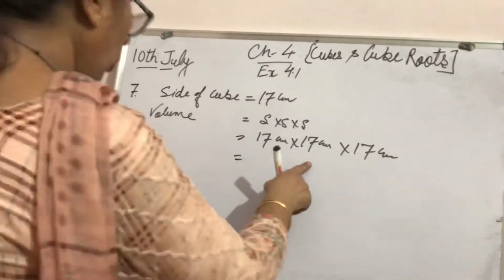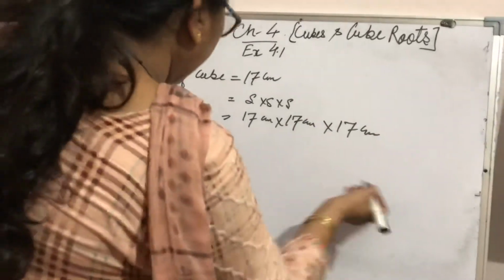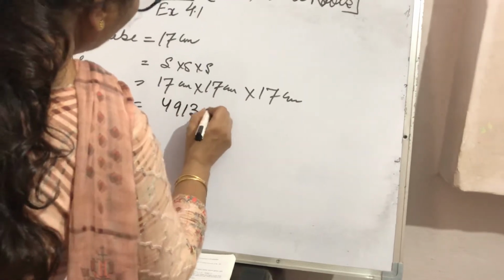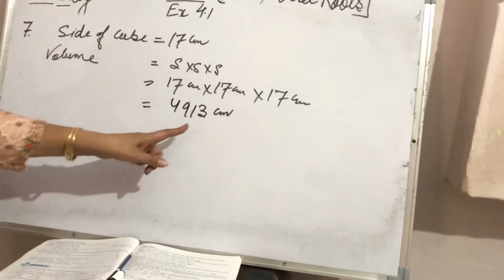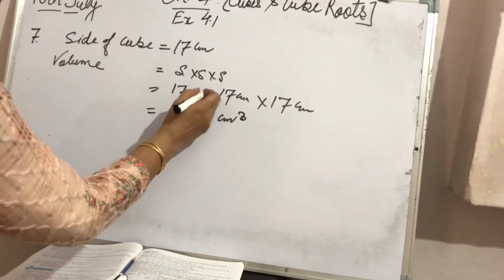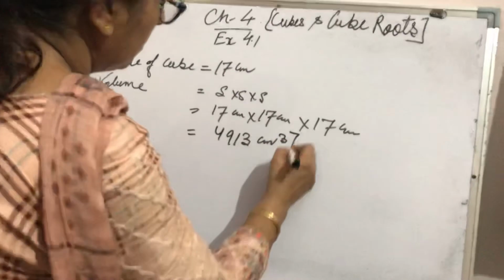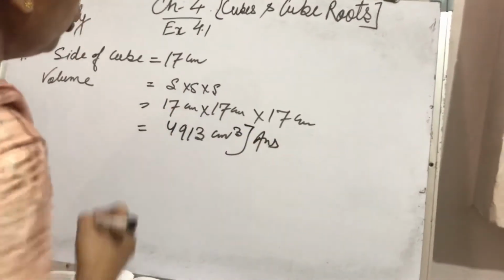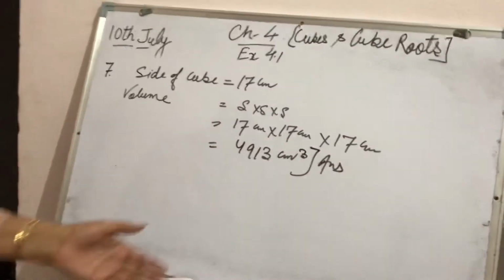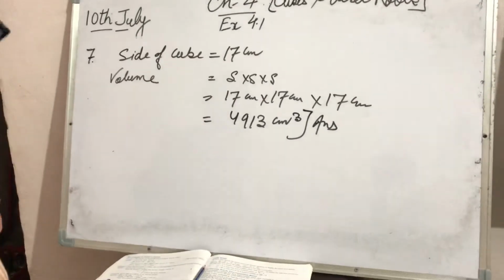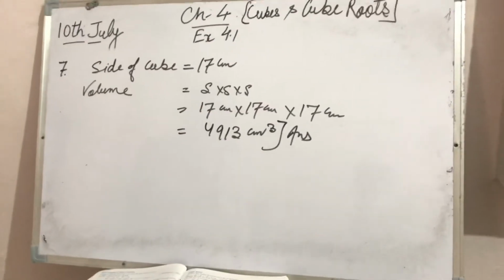17 17s are 289 and 289 17s are 4913 centimeter cube. Now we use cube with centimeter because it has power 1, 2, 3. Same bases are there, we add the powers. So with volume we use unit cube and with area, unit square.